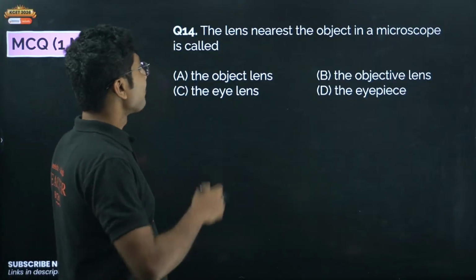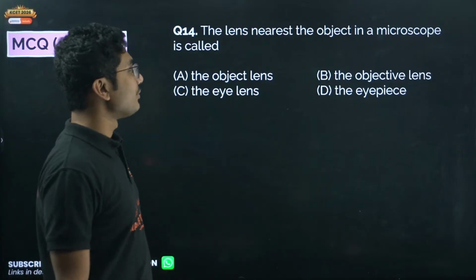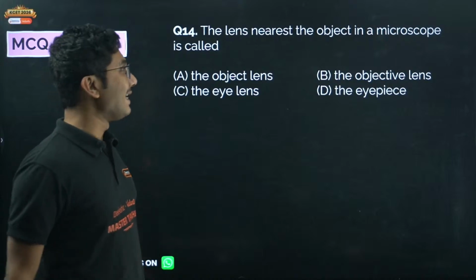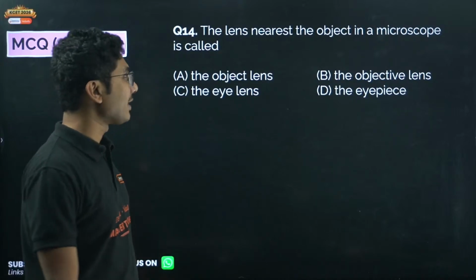The lens nearest to the object in a microscope is called, the lens nearest to the object in a microscope.